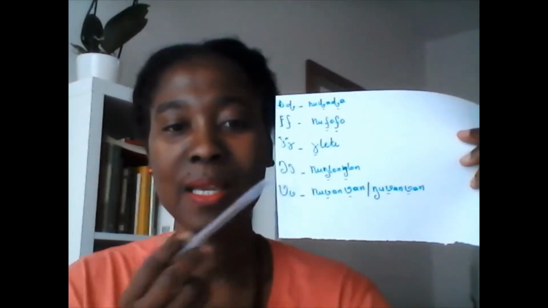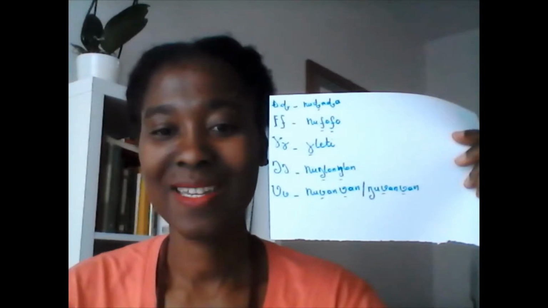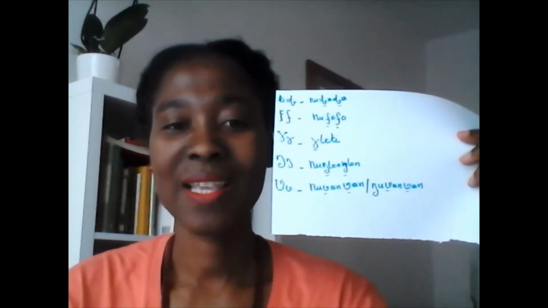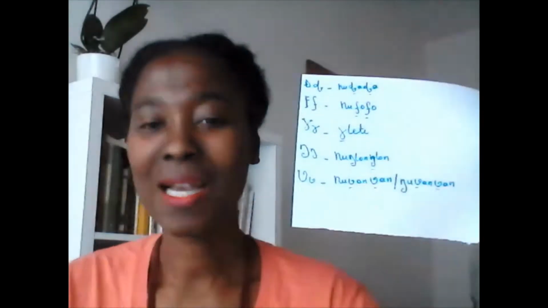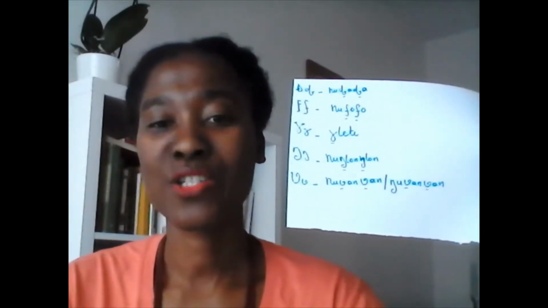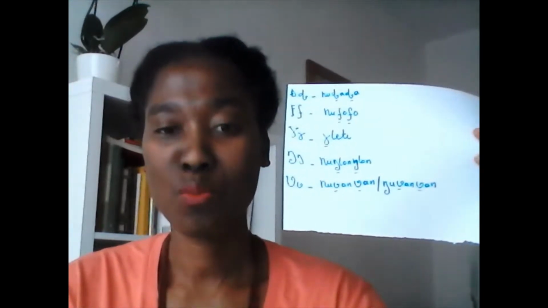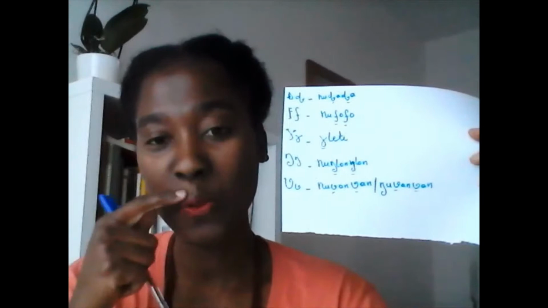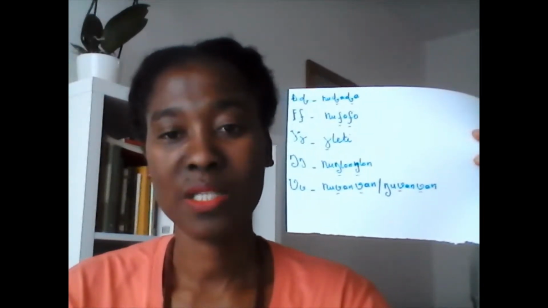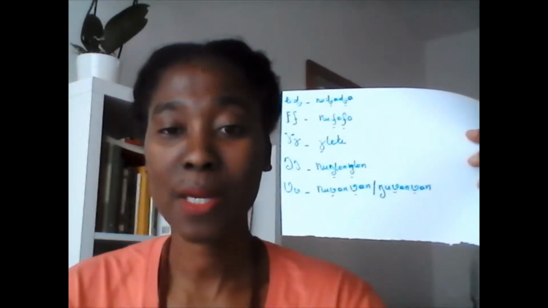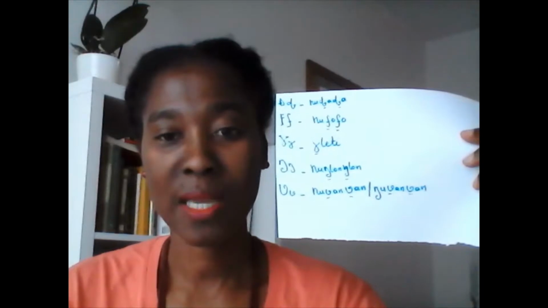Then the third one is y, and the example is gleti, which is moon, or it can also be month. It depends, because in every language we have the same word for month and for the moon.